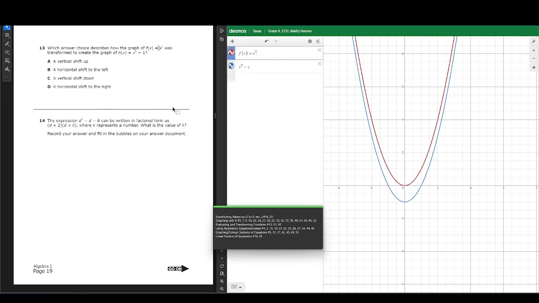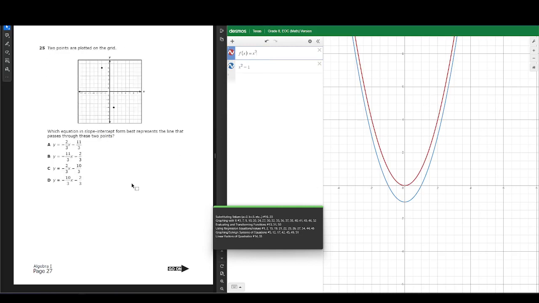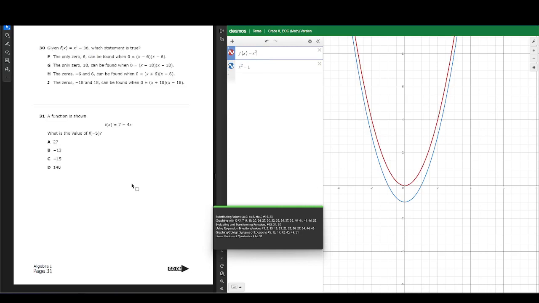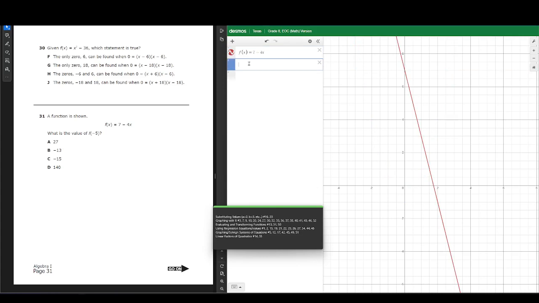So where was one of those? Let's see. Evaluating, I think 31 is a good example. Yeah. So it says f of x is equal to 7 minus 4x. Again, that's not in a nice format, and it doesn't matter at all because it's graphed right here. It says, what is f of negative 5? So we know that I should plug in that negative 5 here. I get a double negative, which is going to make some sign mistakes.